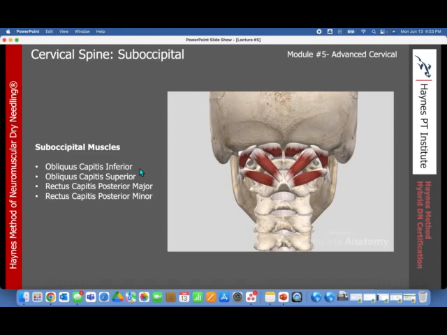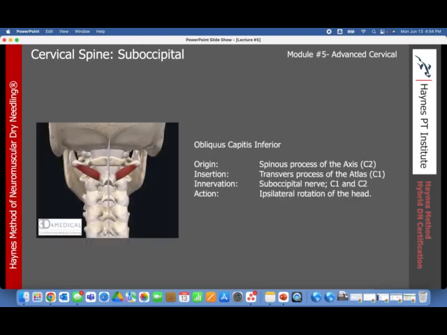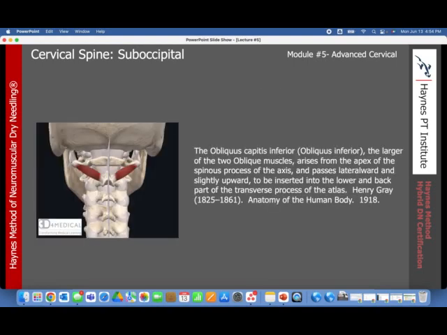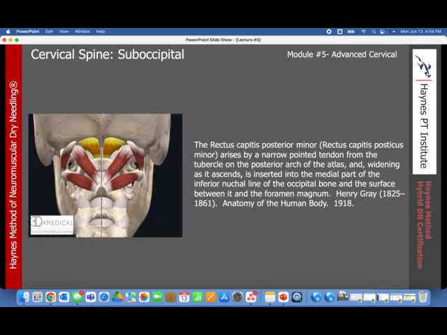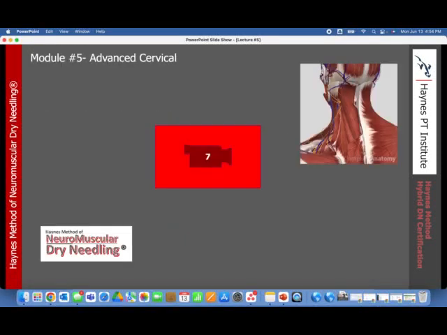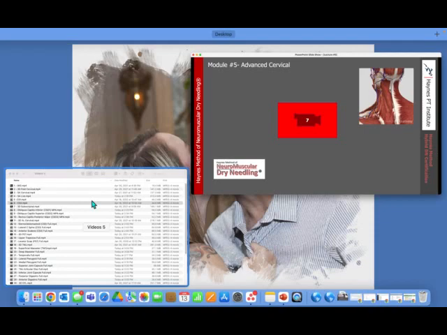Okay, then let's move into our suboccipital muscles. Here we'll look at obliquus capitis inferior, superior, and then rectus capitis posterior major and minor. We'll move into our three-dimensional anatomy. Again, this material is available for you on the slides, but let's start by going to the three-dimensional anatomy.